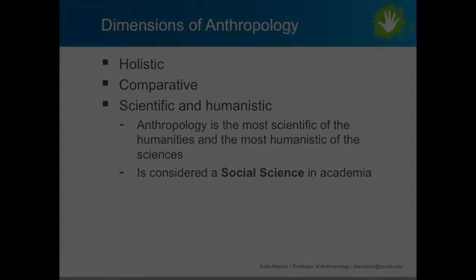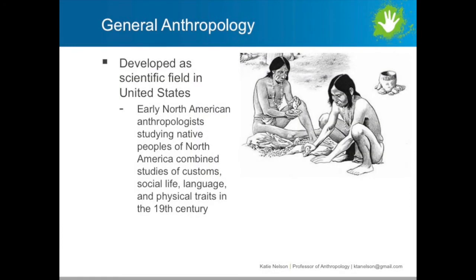Okay, slide 7. So, again, general anthropology, as we mentioned before, developed as a scientific field in the United States, and began developing as a scientific discipline in the early 1900s. And early North American anthropologists were interested in studying many Native American people and native peoples of North America. And they were interested in conducting these kind of comprehensive studies.